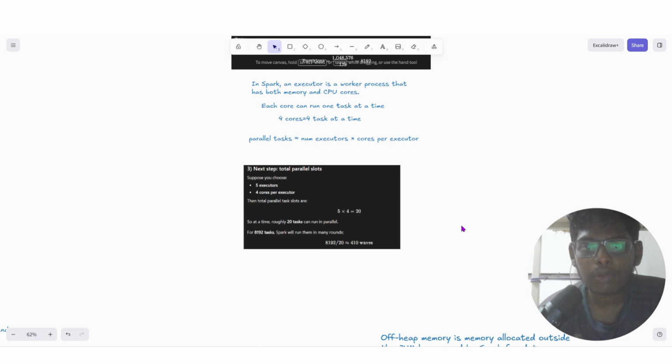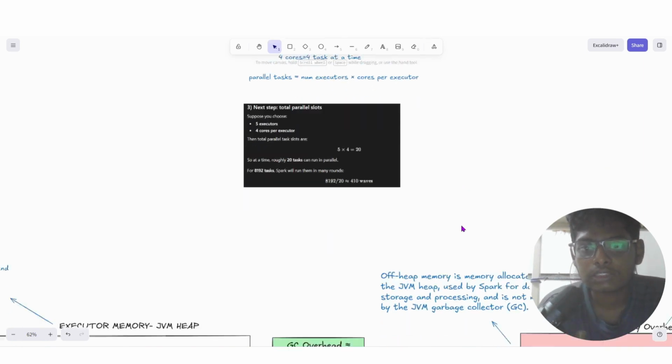So the approximately 8000 partitions divided by these 20 cores gives you a total of 410 waves, which is how many rounds Spark takes to process the tasks.